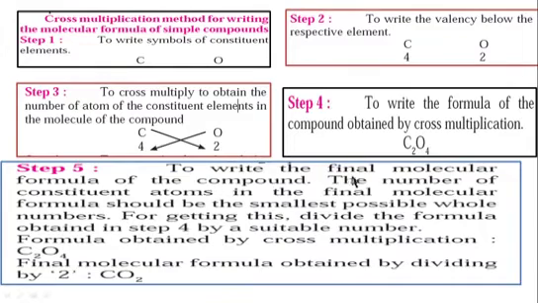Step 5. To write the final molecular formula of the compound, the number of constituent atoms in the final molecular formula should be the smallest possible whole numbers. For getting this, divide the formula obtained in step 4 by a suitable number. Formula obtained by cross multiplication is C2O4. Final molecular formula obtained by dividing by 2. Therefore, CO2 is the molecular formula of carbon dioxide.